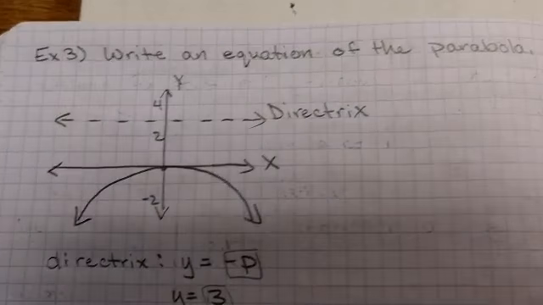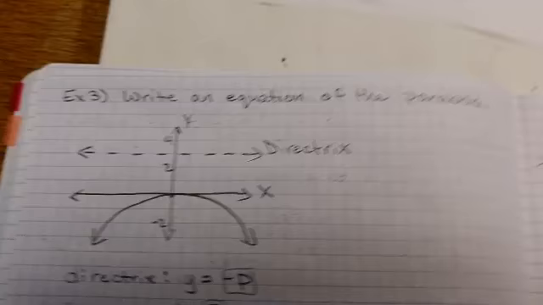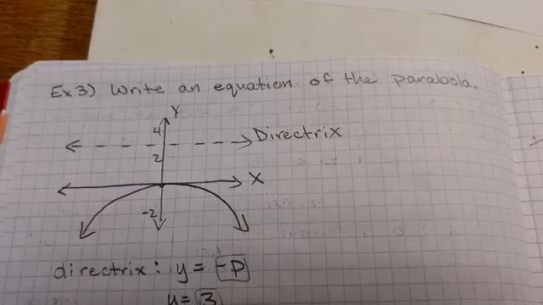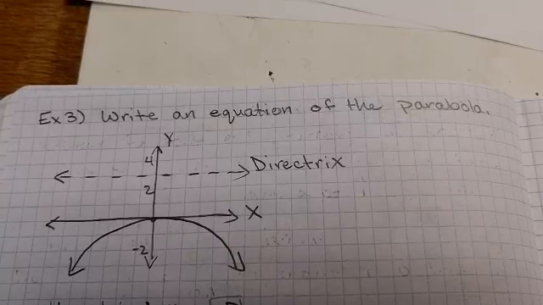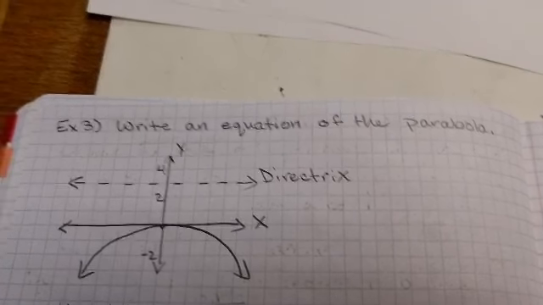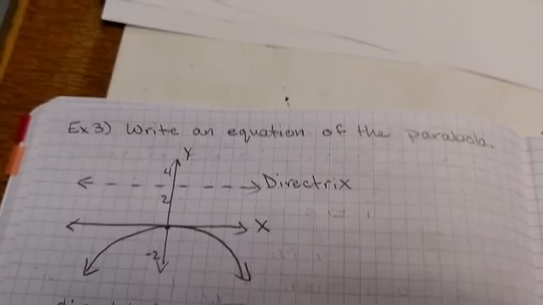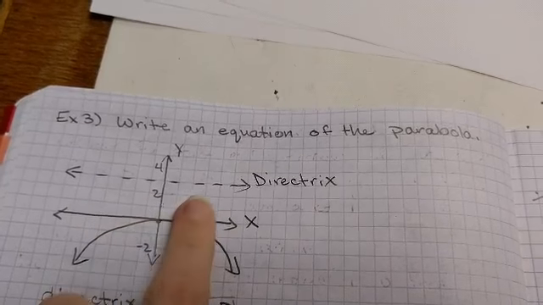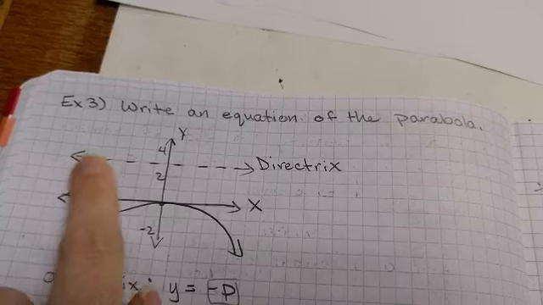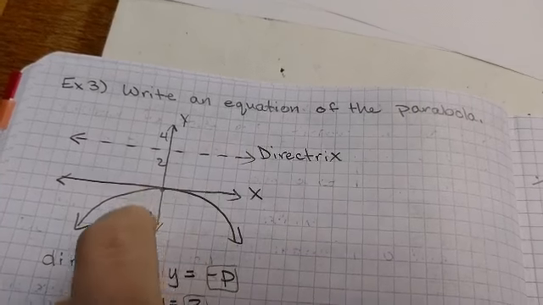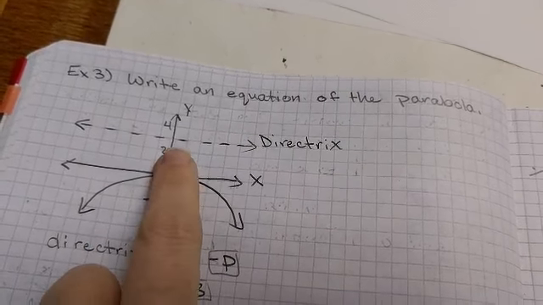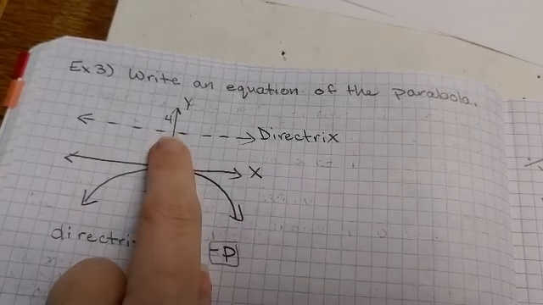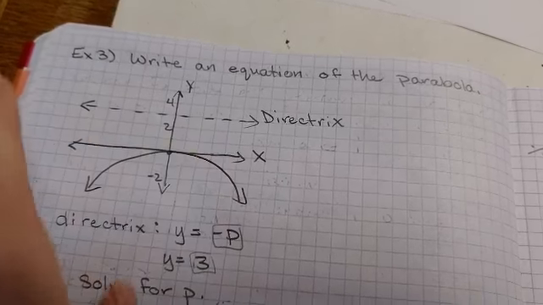Okay, now we're going to talk about how we write our equation if we only know one piece of information. So here is our graph that we have. It has the x and the y. Our parabola is opening down, and we know that our directrix is right here. So first thing I want to know is, where is our directrix at? Our directrix is at y equals 3.